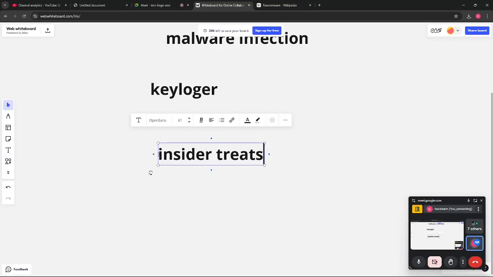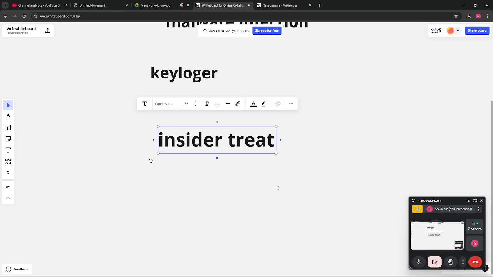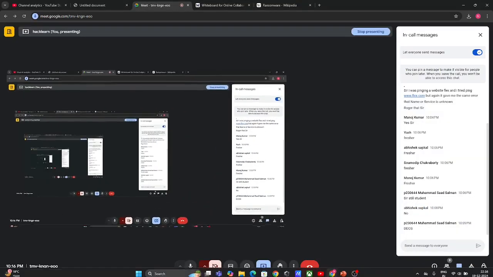So in your company, there might be some people who can leak the data. Attacks come from inside the company itself, yes, bad employees.